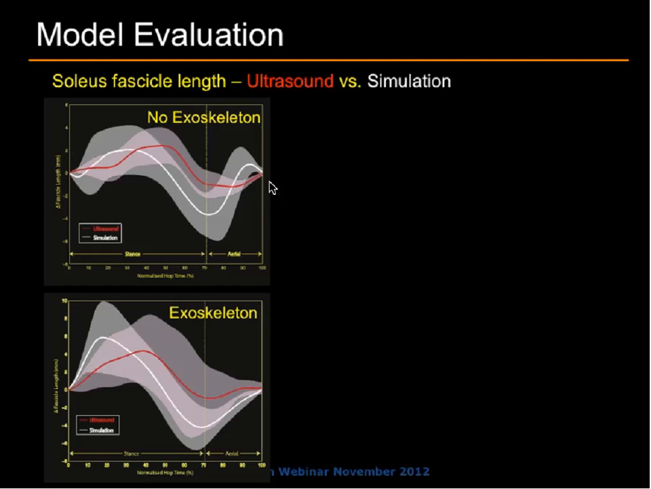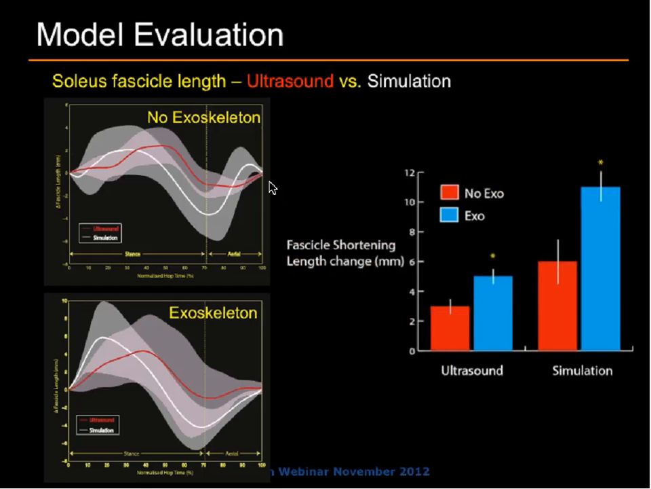And what you can see here in both conditions, we see similar patterns of first lengthening and then shortening during ground contact, which ended at the yellow dotted line there, and similar magnitudes of lengthening and shortening in both conditions as well. So this really gave us further confidence in our model, particularly when we look at the fact that we see similar trends occurring in the experiment and the simulation between no exoskeleton and exoskeleton conditions.